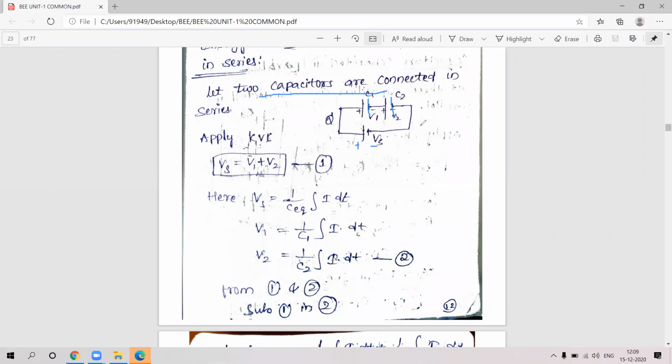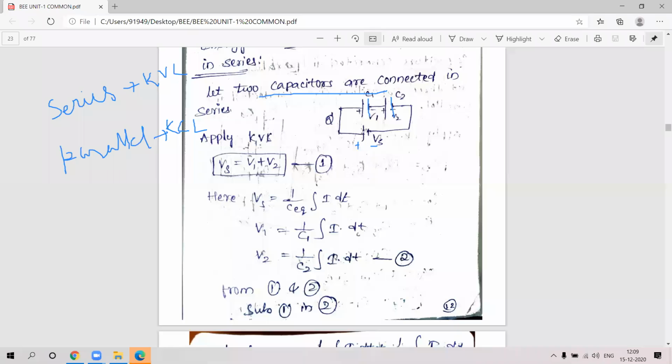If they are connected in series, which law do you need to apply? If it is series, you need to apply KVL, because voltages are divided. And if it is a parallel connection, you need to apply Kirchhoff's current law, KCL, because currents divide. Here voltage is dividing.